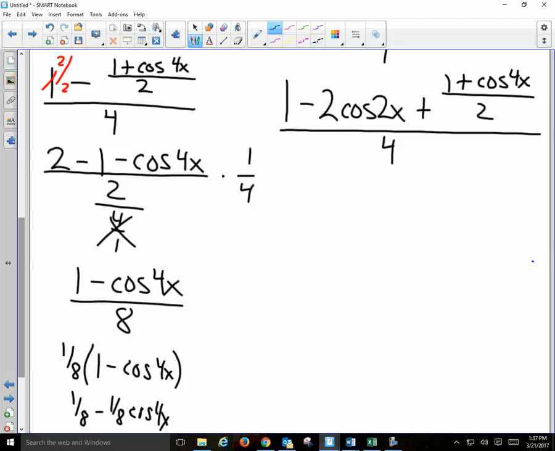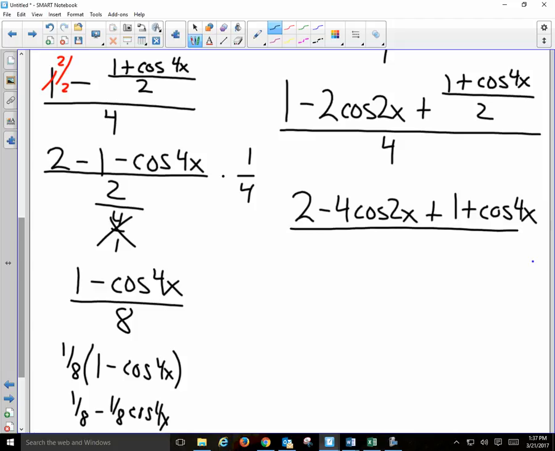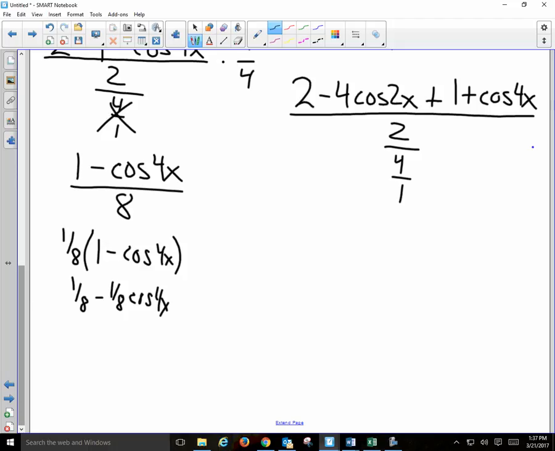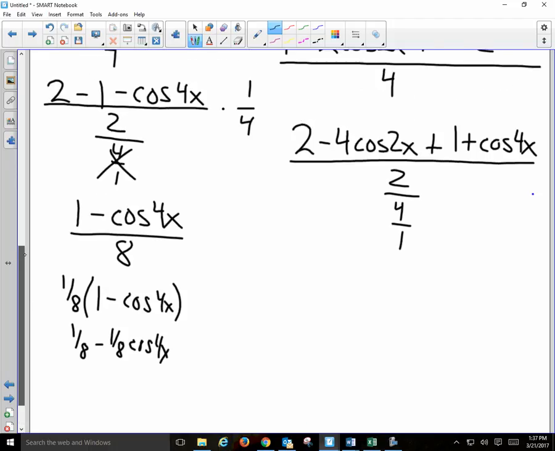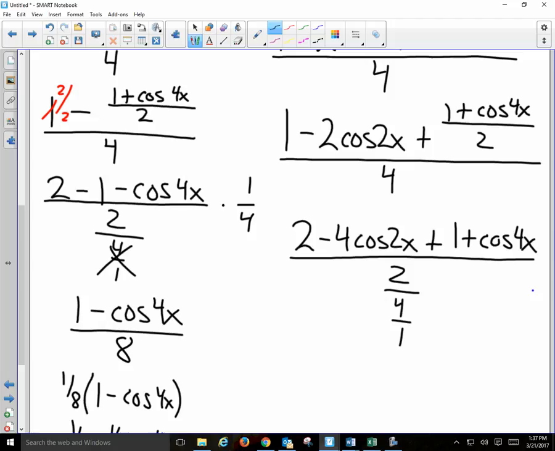So if I multiply this binomial here, top and bottom by 2, I'll then have common denominators in the numerator, correct? So I have 2 minus 4 cosine of 2x plus 1 plus the cosine of 4x all over 2 over 4 over 1. One and what? This guy? I multiplied the top and bottom by 2, so I got 4 of them now. You don't change the 2x. That's just the angle.